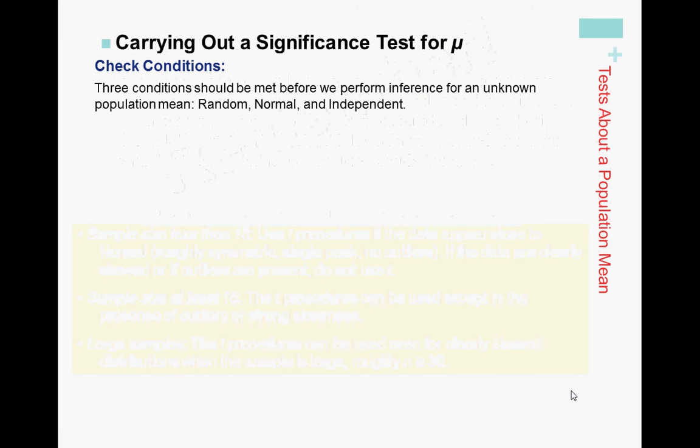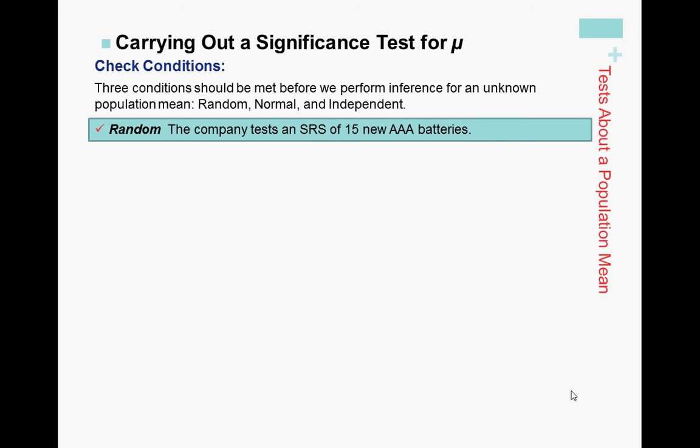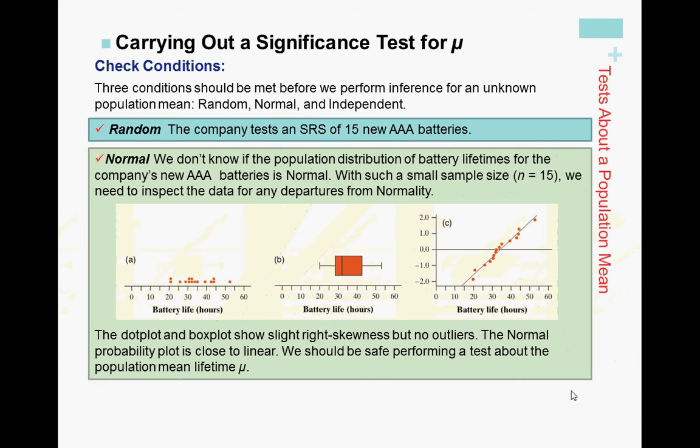So let's keep on with our battery question. Checking these conditions: random, they took an SRS of 15 new AAA batteries, good to go. Normal, since the sample size was 15, we do have to look at the data. You can see a dot plot and the normal probability plot, that's on the far right, and the box plot is in the middle. They show some slight skewness, but certainly not strong skewness, and no clear outliers either. So this is okay. The normal probability plot is pretty close to linear, so everything is telling us using t procedures is good to go. We can call it normal enough.